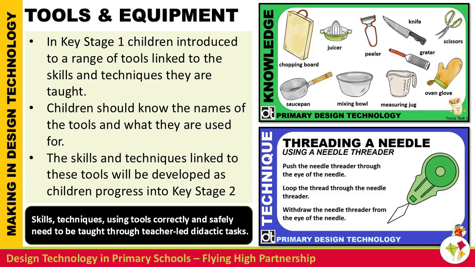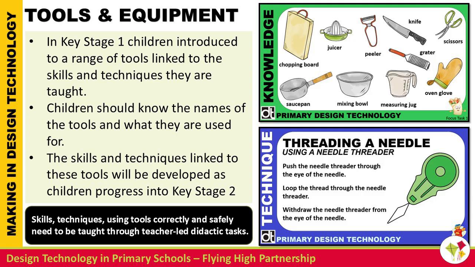As children progress through the curriculum, they should experience knowing about and using a wider range of tools across each of the strands of learning in design technology. In Key Stage 1, children will be introduced to some of the basic tools used in cooking, working with different materials and textiles, making structures and creating mechanical systems that make a product work. They should know the names of these tools, what they are used for, and have experience of using them.